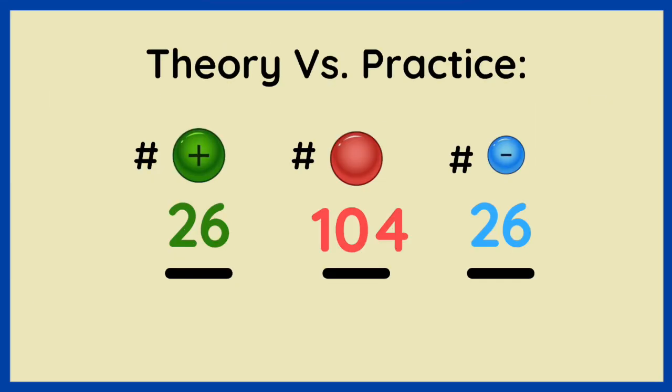With that, however, I do want you to take note of this. What we see here, 26, 104, 26, technically speaking, fits the definition of an atom because protons equals electrons. However, in practice, having 4 times as many neutrons would be far too unstable to exist in nature. But definitionally, it's still an atom.